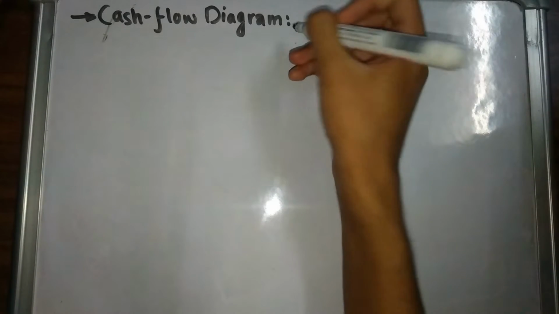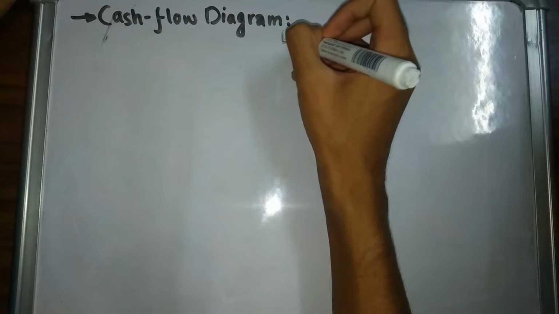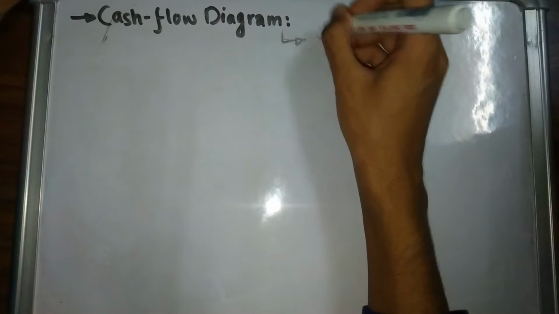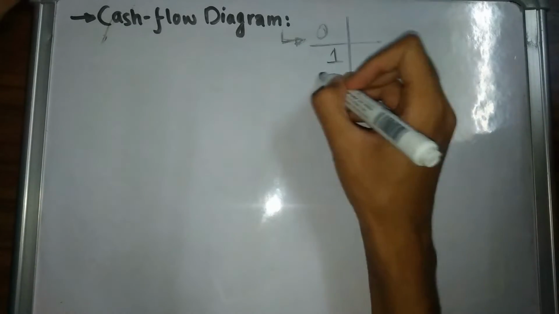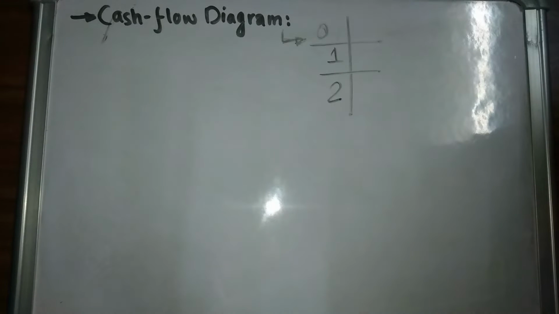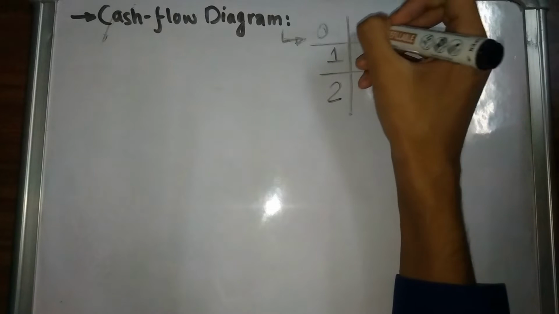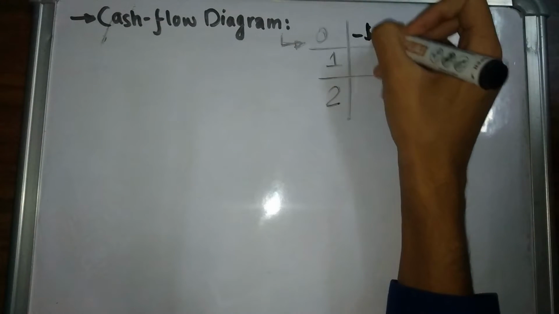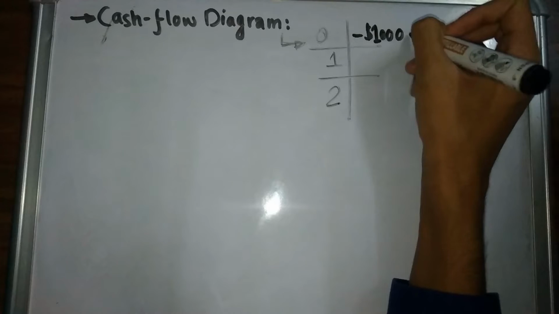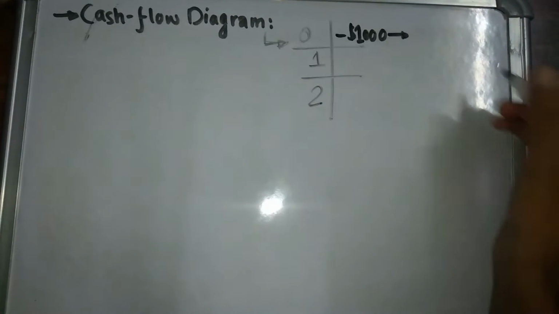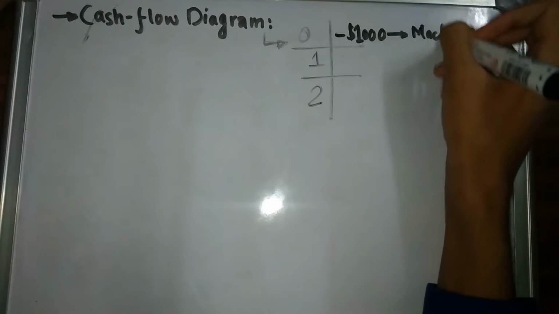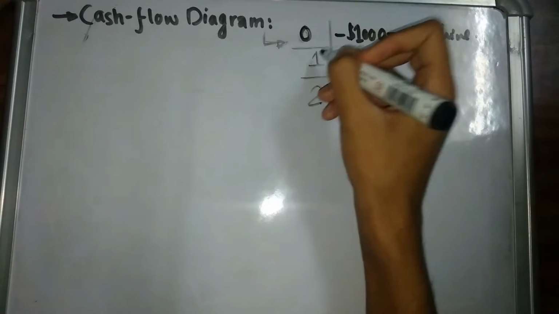So let's talk about a certain company. Cash flow diagrams are really important while solving many engineering economics problems, so we need to understand cash flow diagram very essentially. Let's say we have a certain company and we have time periods 0, 1 and 2. For time period 0, we have a cost of, let's say, $1,000. So we have spent $1,000 to buy a certain machine for the company. This is our initial year.